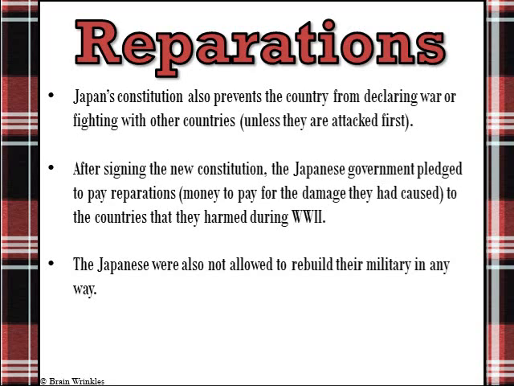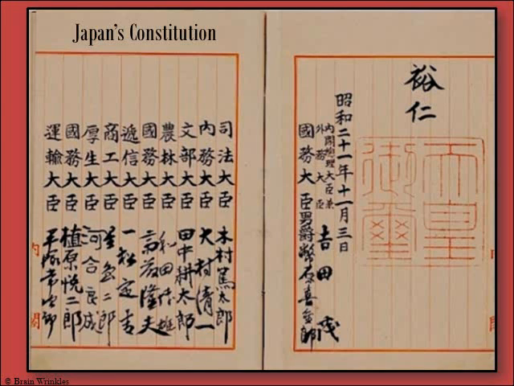As time went on, they were allowed to progressively build up a kind of self-defense military, but most of their big military stuff was just U.S. We still have bases there. So, next slide. This is a page out of Japan's constitution, written in Japanese, which I can't read, so we'll just move along.